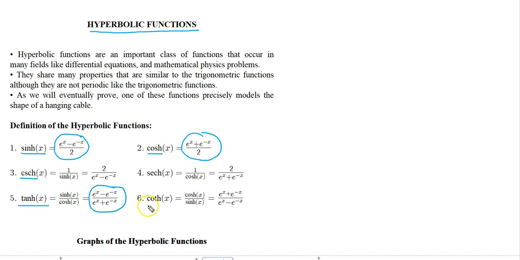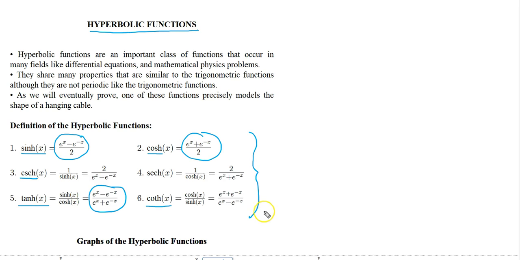And then finally, the hyperbolic cotangent is 1 over the hyperbolic tangent, or flipping sinh over cosh, the hyperbolic cotangent is cosh divided by sinh. And if we take cosh over sinh using these two rules right here, we end up with e to the x plus e to the negative x, divided by e to the x minus e to the negative x. So these are all of our definitions here for the hyperbolic functions.